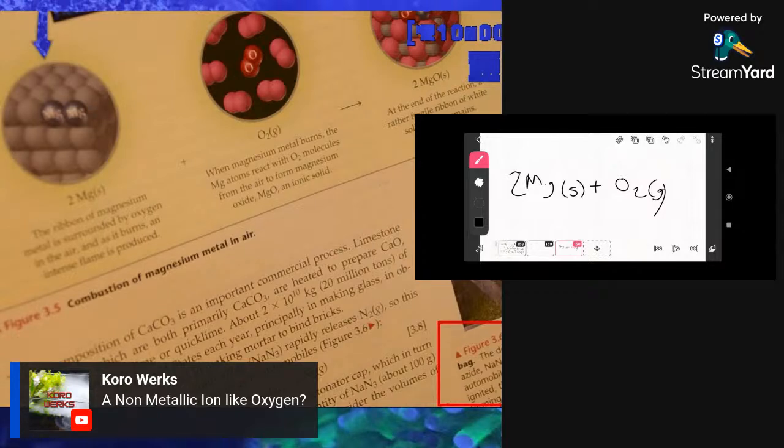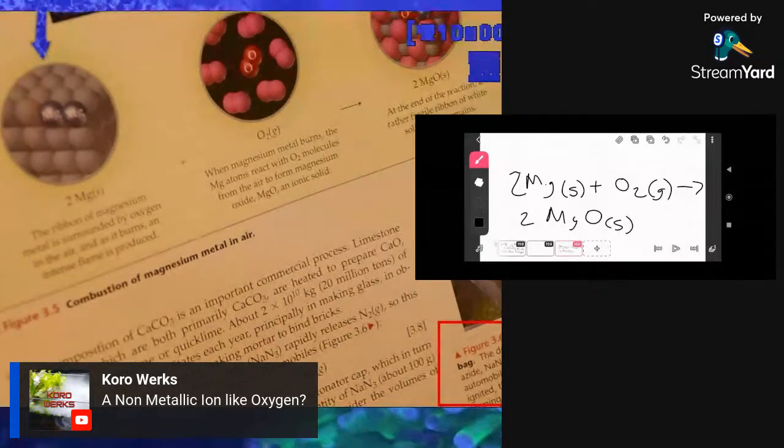Anyways, so 2Mg. All right. Plus oxygen, which is a gas, so oxygen gas. So magnesium solid, a metal of magnesium, plus oxygen. When you burn it, it produces two magnesium oxides, or I believe that's what it's called. Solid right there. Magnesium oxide solid. Is that what it says? I usually forget the names, but I would say magnesium oxide.